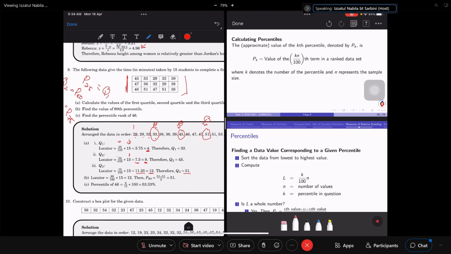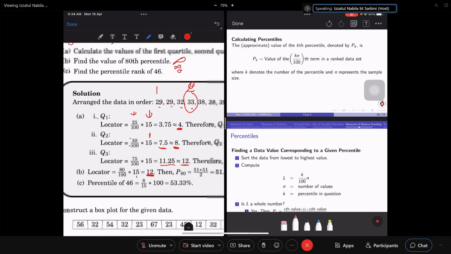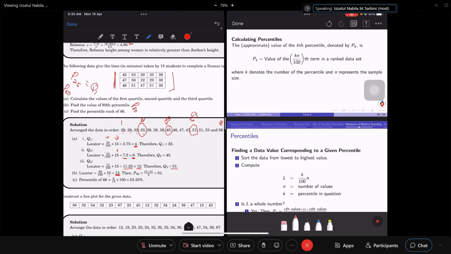For question B, find the value of the 80th percentile. So we want to find P80. For P80, the locator is 80 over 100 times 15. You get 12. You see this 12? It's a whole number, right? So if you have a whole number here, you take this position and add the next number. So this is position 12 and position 13.